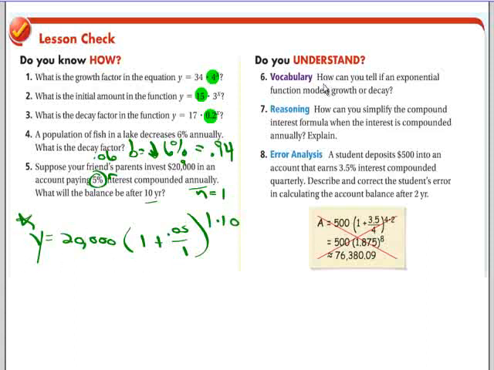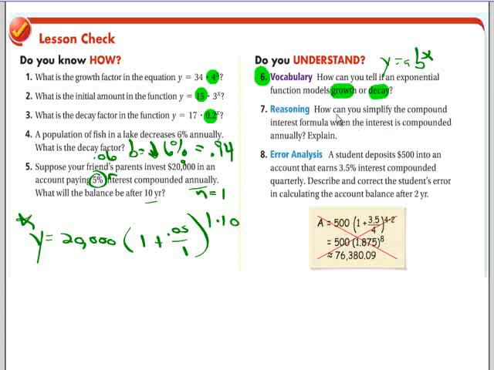How can you tell if an exponential function models growth or decay? Remember, y equals a b to the x power. So make sure you can answer this question. Is it a, is it b, is it x? Which part tells me growth or decay, and how do I know? So if you're not sure, go back to the very beginning here.